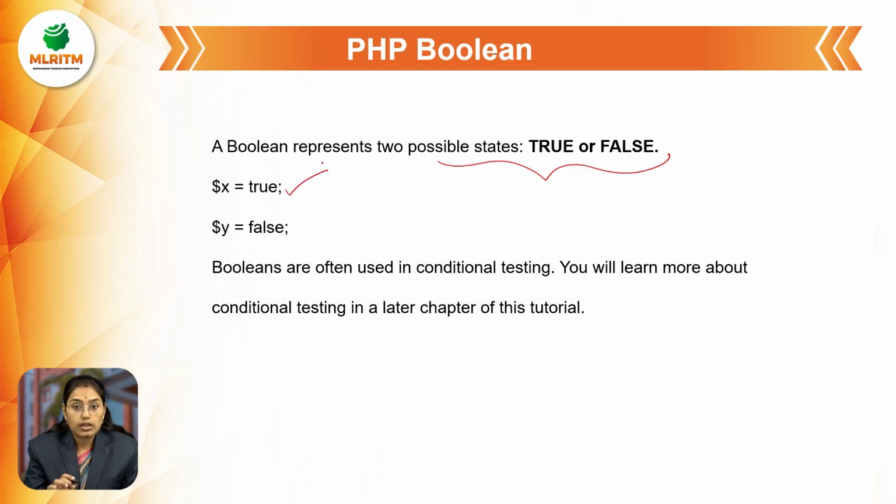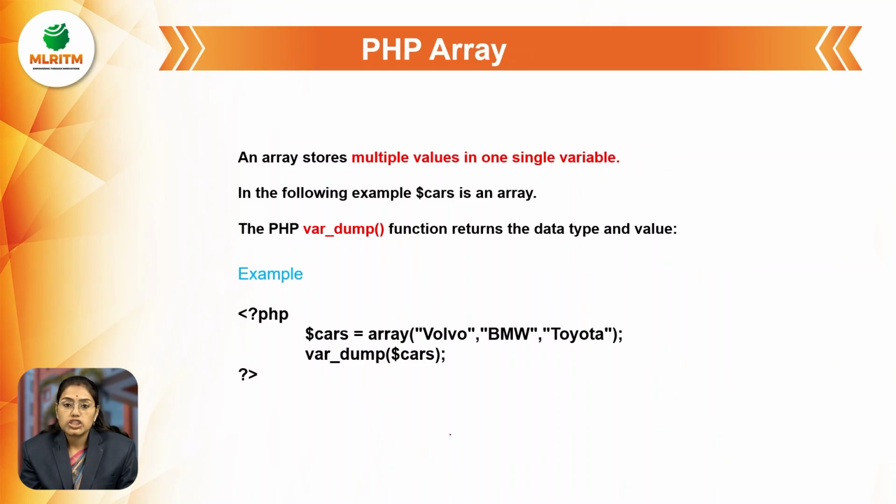Now it is $x equal to true and $y equal to false. So only two possible values will be there. Next, booleans are often used in conditional testing. Yes, let's see. Next, PHP array.